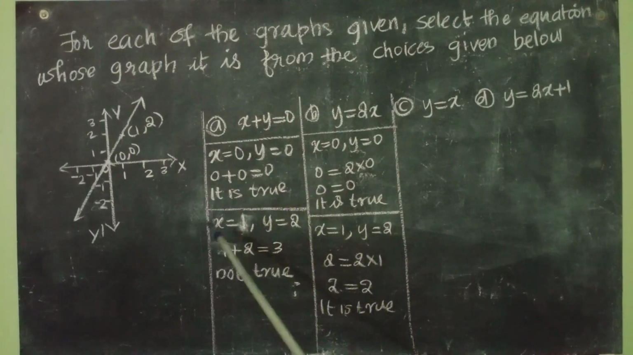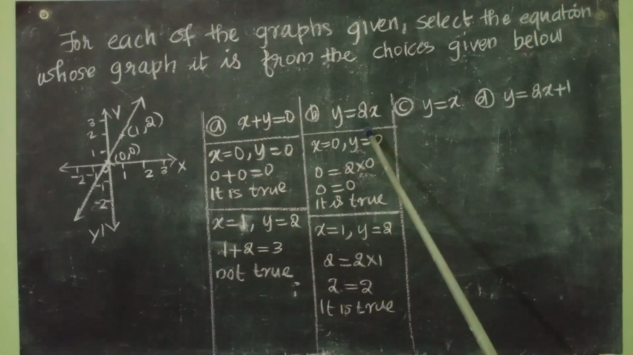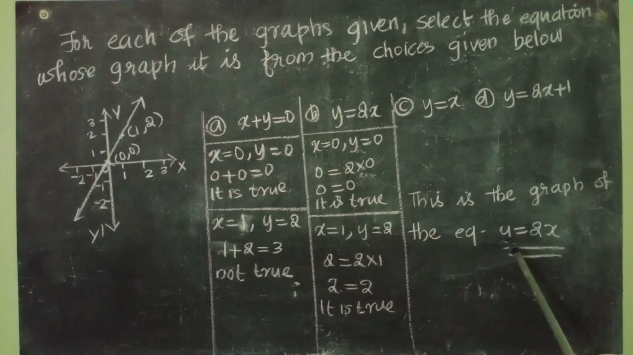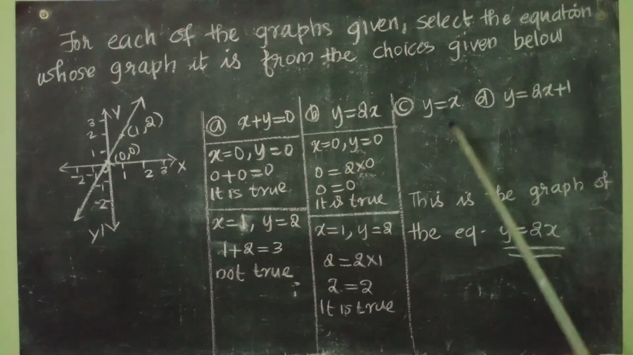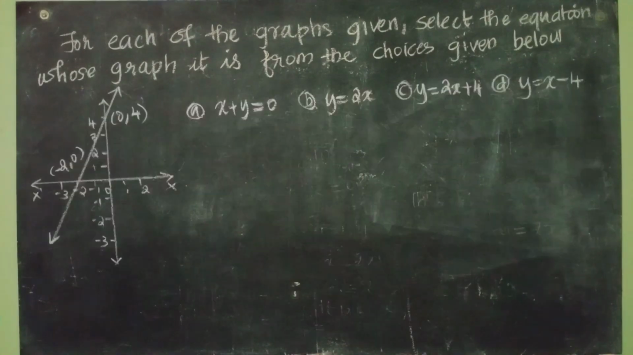So we can conclude this is the graph of the equation y equal to 2x. In the second case, we got the answer. We need not check the third and fourth. We can conclude it here itself. This is the graph of the equation y equal to 2x.